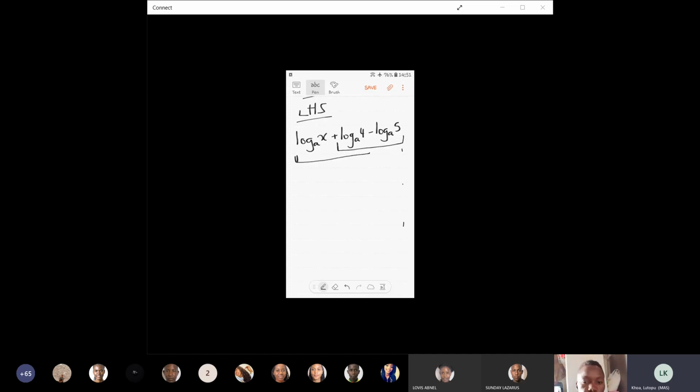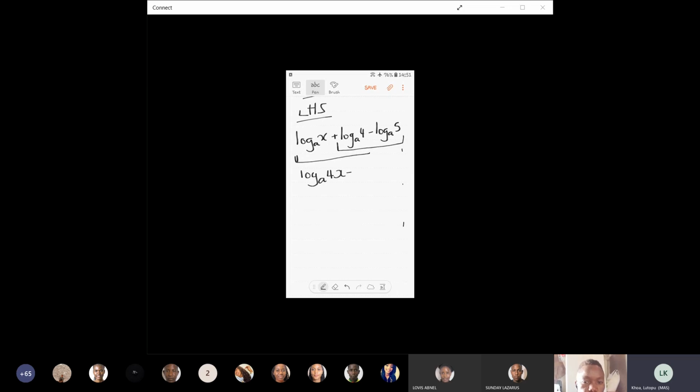So what you should do is just use the law that says if you have a sum where the logarithms have the same base, you can combine the arguments by multiplying them. So here I just multiply. This is log base a of x times 4. x times 4 is just equal to 4x.